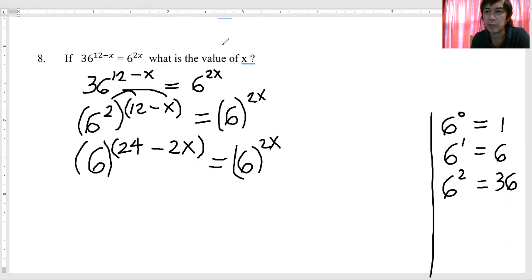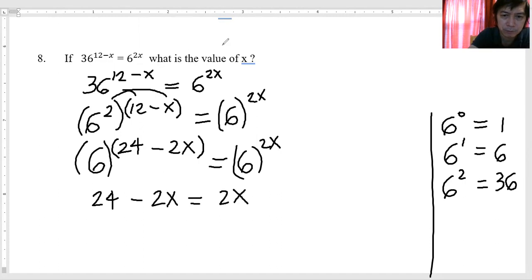We can now drop the base 6 and equate the exponents. Equating the exponents, now we have 24 minus 2x is equal to 2x. So the way to solve this is to make one side the x, and we can do that by way of addition. You should know how to do your linear equations in order to solve problems like this.